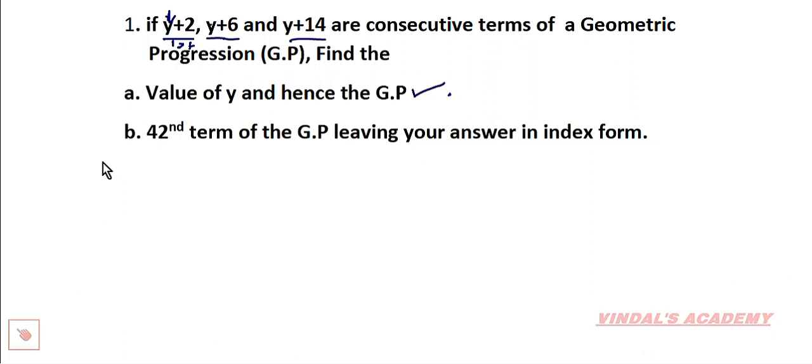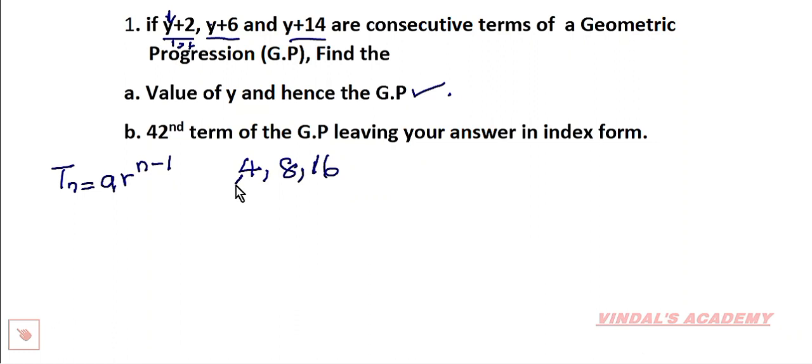B part says second term of the GP. How do we find the second term of the GP? Now, look at nth term of a GP is given as ARn raised to power minus 1, AR raised to power n minus 1. And the first term, according to the GP, is 4, 8, 16.